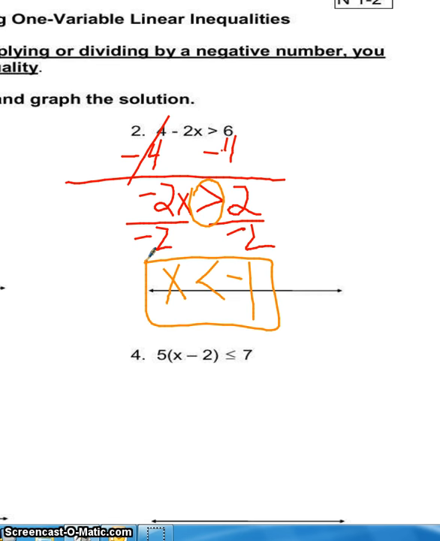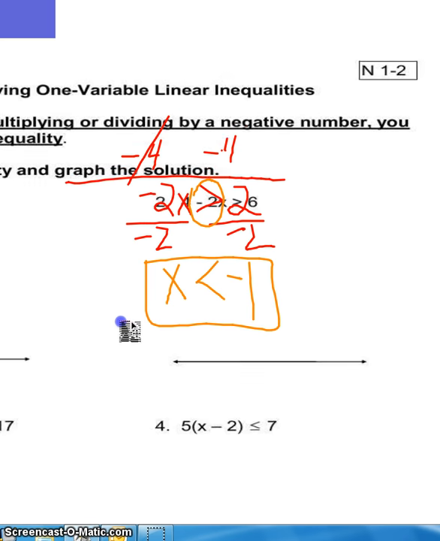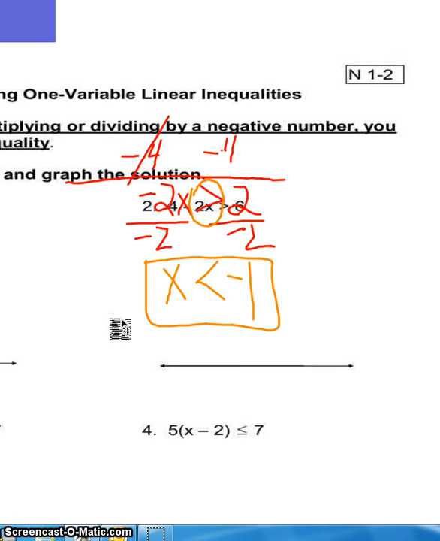So let's talk about how to graph this one. I know we didn't graph the last one, but we're going to talk about how to graph this one. So what I know I need to do is I have x is less than negative 1. What I want to see on your number line is where 0 is, where 1 is, and where negative 1 is. I want to know the numbers you're dealing with. And I'm dealing with negative 1.